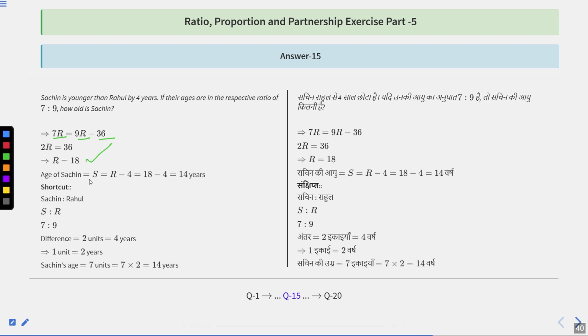So the age of Sachin is 4 years less than Rahul. If Rahul is 18 years, Sachin will be 14 years old.